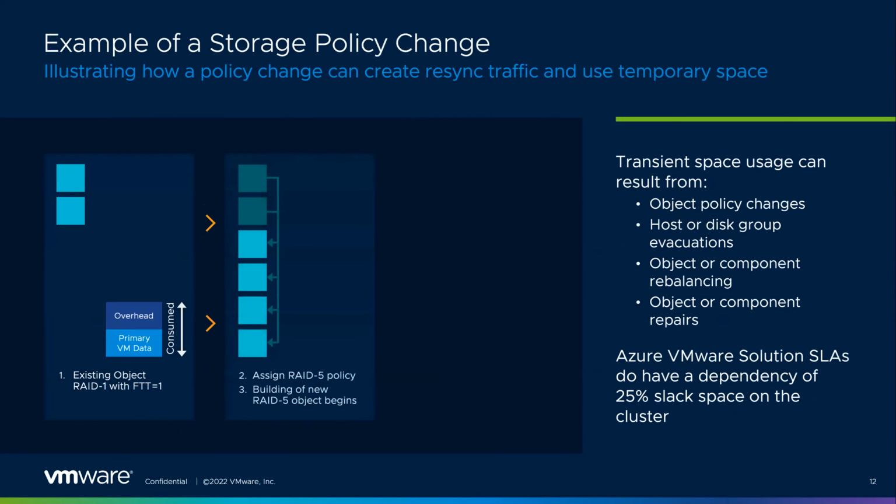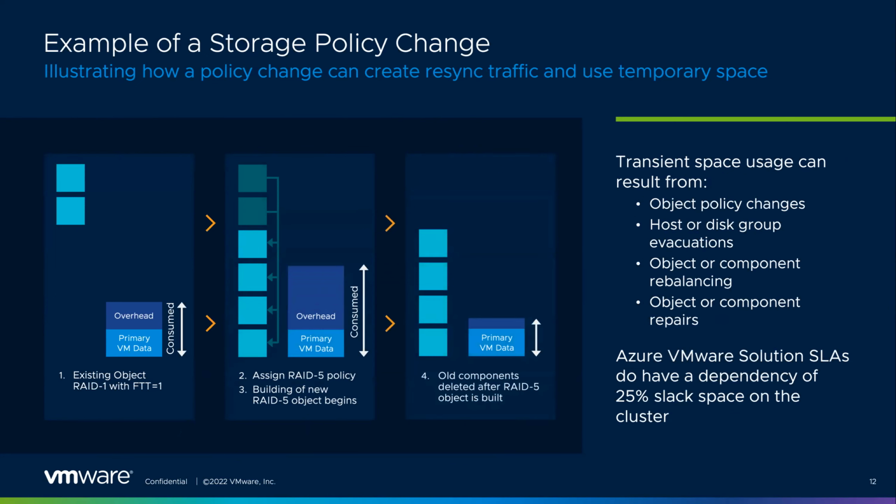So one thing to keep in mind is that vSAN has a slack space requirement. As long as you work with Microsoft or VMware, we always include this overhead into our sizing. So when we make a suggestion of the amount of nodes that you need, we're automatically taking in that 25% slack space. It is in the AVS SLAs that you maintain that 25% slack space.